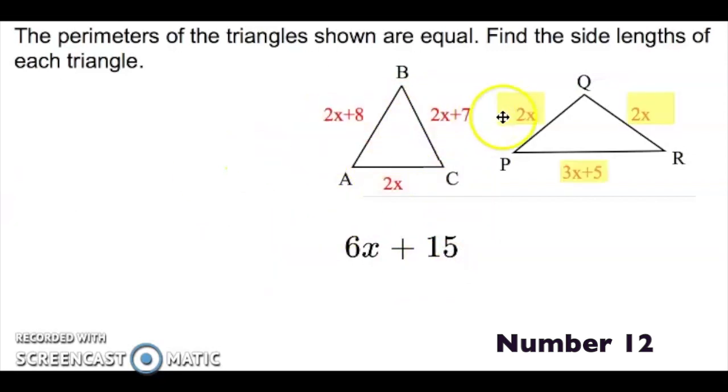For the second triangle, we have 2x plus 2x plus 3x, which is 7x, plus this 5 will be 7x plus 5. Now to find x that would make them equal, we would have to set those expressions equal to each other, and then we'd solve for x.